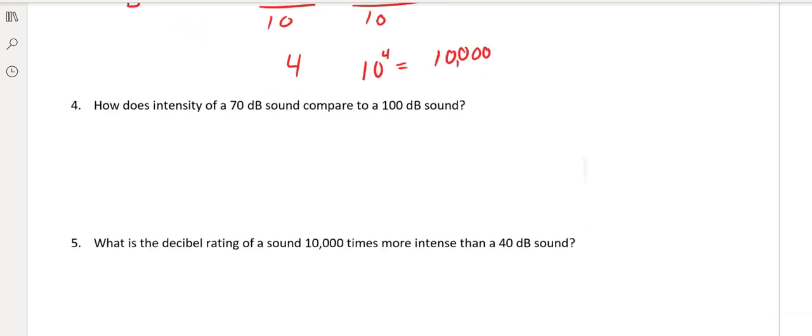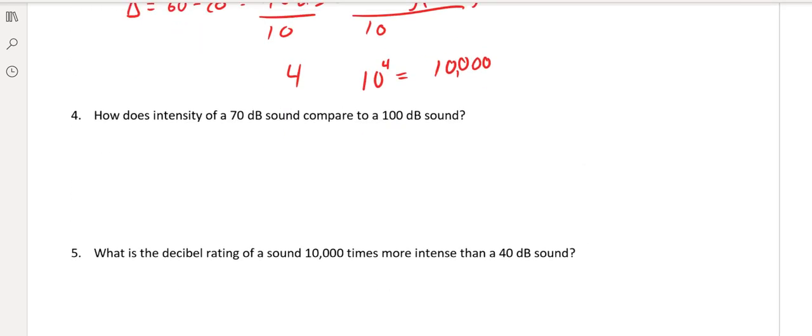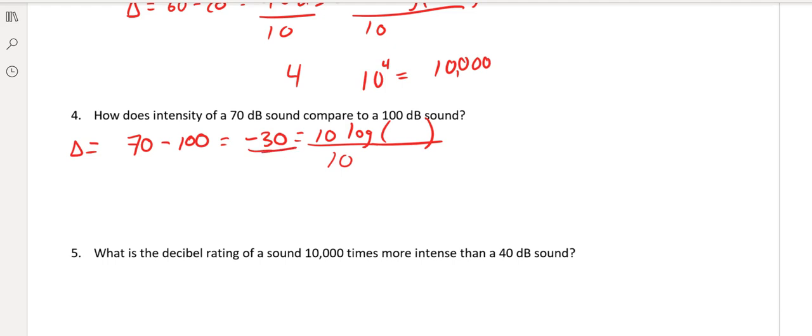Okay. Now, we come here and we say, how does 70 compare to 100? Well, 70 is less. You could just say, well, yeah, it's 30 or 3 factors of 10. Well, what we're looking at is we're simply saying 70, there's 100, so we went down 30, negative 30, and that negative 30 is going to be equal to 10 times the log of what we're after. So we divide both sides by 10, and we get negative 3.